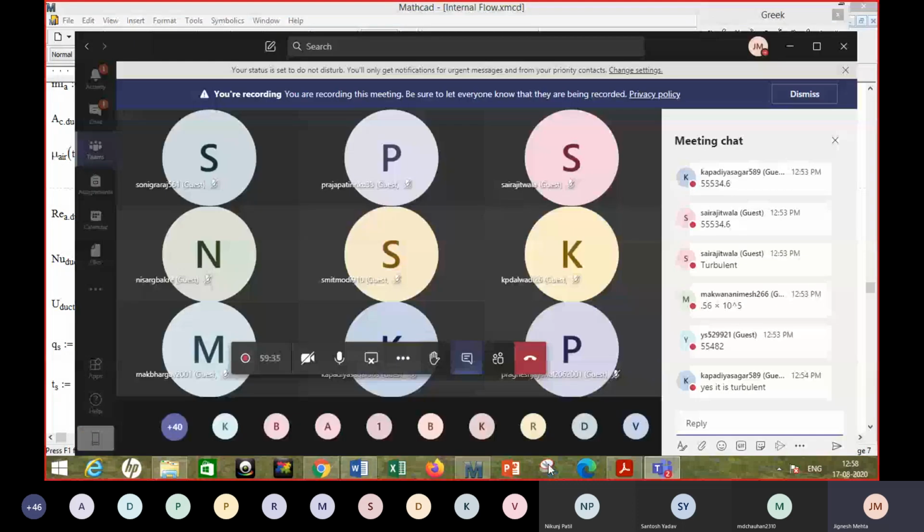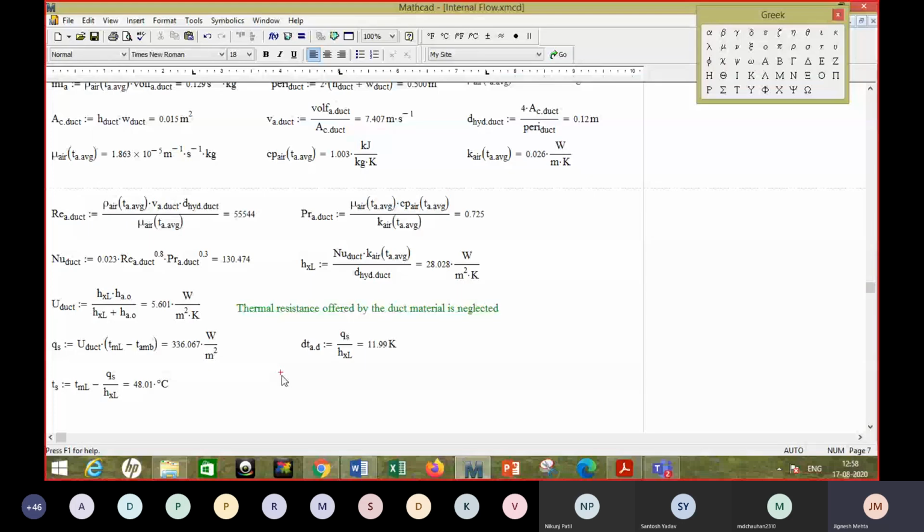Okay. So this was another problem for non-circular geometry. I think this brings us to the end of the chapter on internal flow. We solved, I think, a total of 3 examples, and I can make a few changes in the examples and give them as your assignment or homework.